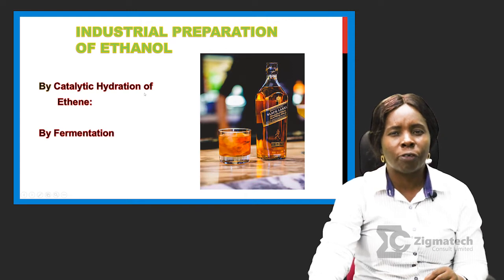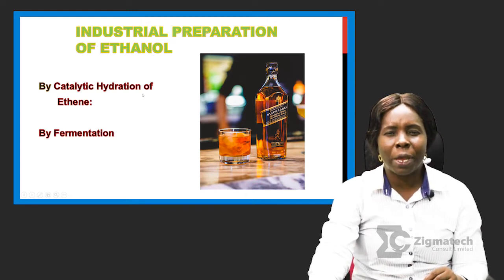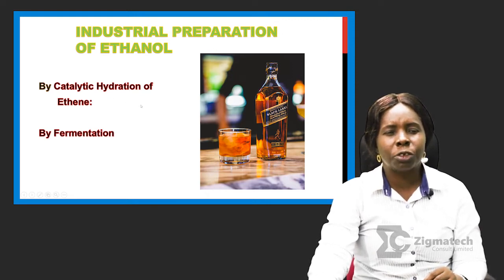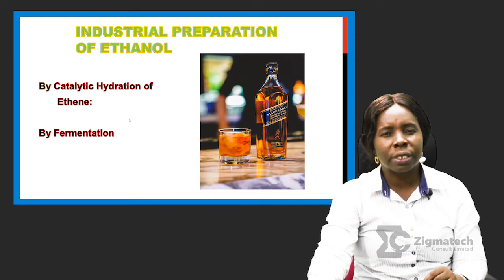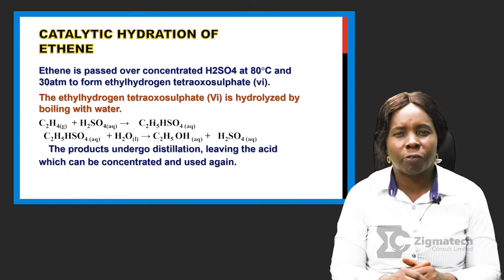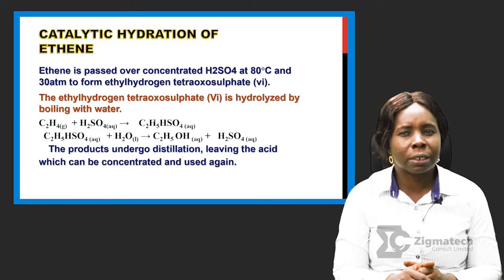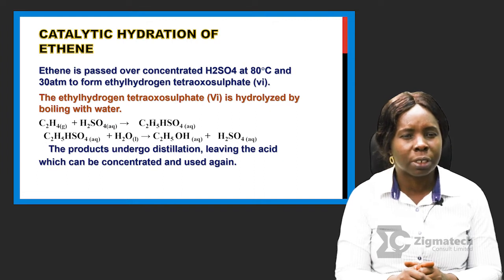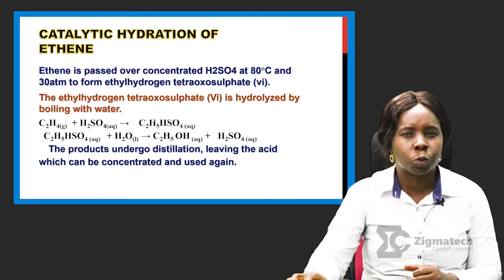Industrial preparation of ethanol. Ethanol is prepared industrially by two processes. One is catalytic hydration of ethene, and the second is by fermentation. We take these processes one after the other. Catalytic hydration of ethene. Ethene is passed into concentrated tetraoxosulphate(VI) acid at about 80 degrees Celsius and 10 atmospheres to form ethyl hydrogen tetraoxosulphate(VI). Now, this ethyl hydrogen tetraoxosulphate(VI) is hydrolyzed by boiling it with water.